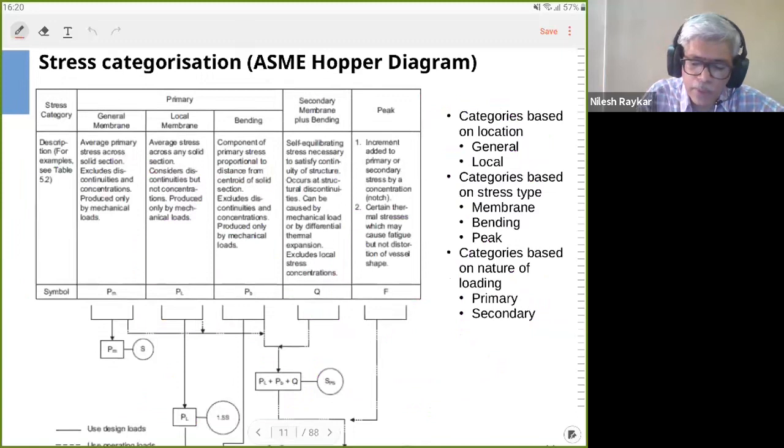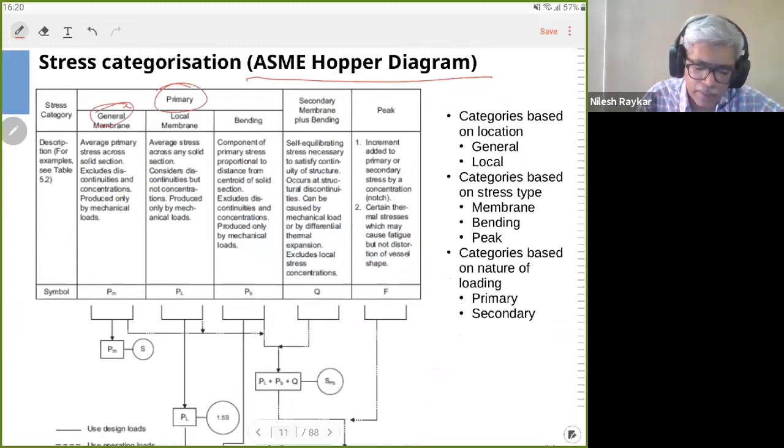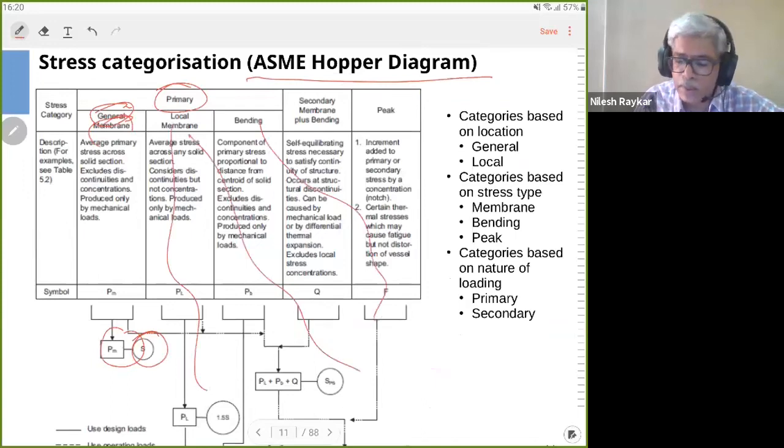For each of these, different allowables are defined, and these allowables are defined through the ASME Hopper diagram. This gives you limits for different categories, such as primary general membrane stress. So what the limit is, is defined here. Similarly, for different categories, different allowable stresses are defined in this diagram. So this is used for establishing, at a particular location, how much the allowable stress is, and it will be defined through the ASME Hopper diagram.